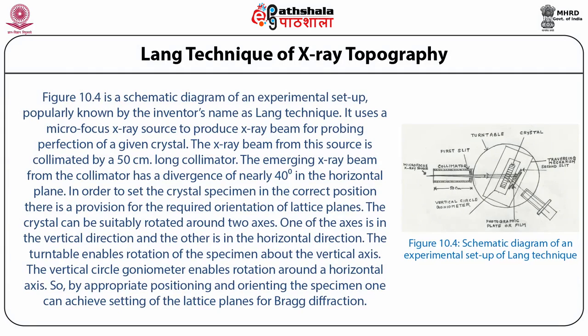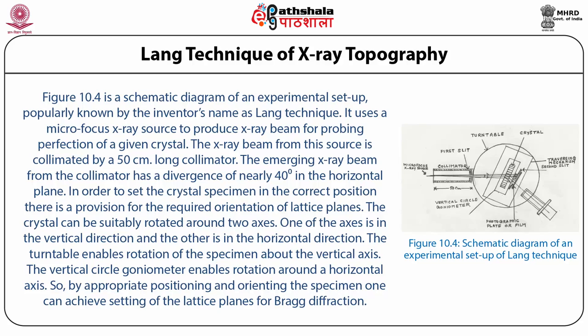Figure 10.4 is a schematic diagram of an experimental setup popularly known by the inventor's name as the Lang technique. It uses a microfocus X-ray source to produce an X-ray beam for probing perfection of a given crystal. The X-ray beam from this source is collimated by a 50 cm long collimator. The emerging X-ray beam from the collimator has a divergence of nearly 40 degrees in the horizontal plane.